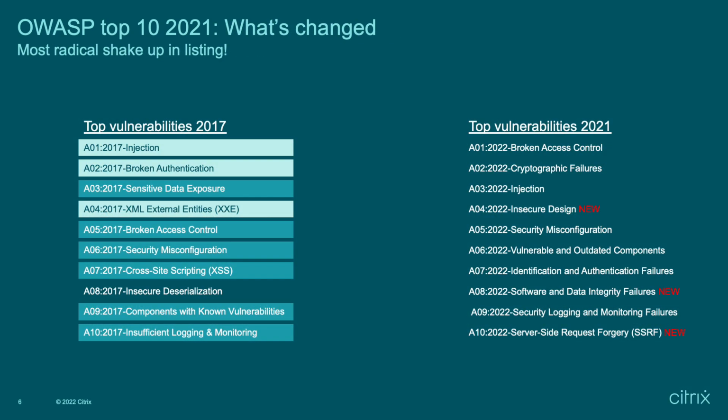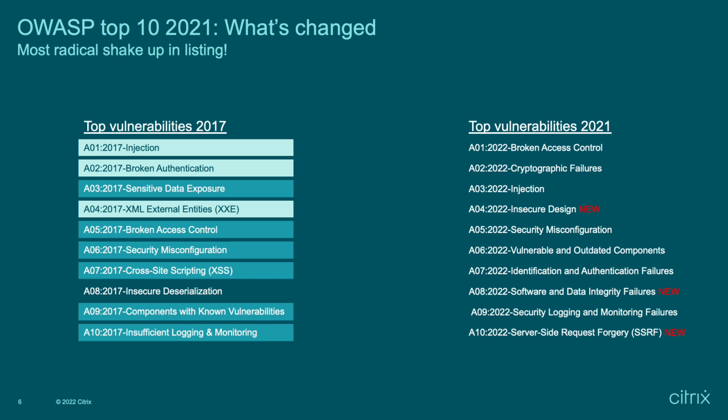And so let's take a quick look and see how 2017 on the left compares to 2021. You can see there are a lot of changes to the rankings. The light colored categories on the list moved down, and the darker colored items moved up in the rankings. You'll see 3 new categories on the right: insecure design, software and data integrity failures, and server-side request forgery. And we'll look at each of these.